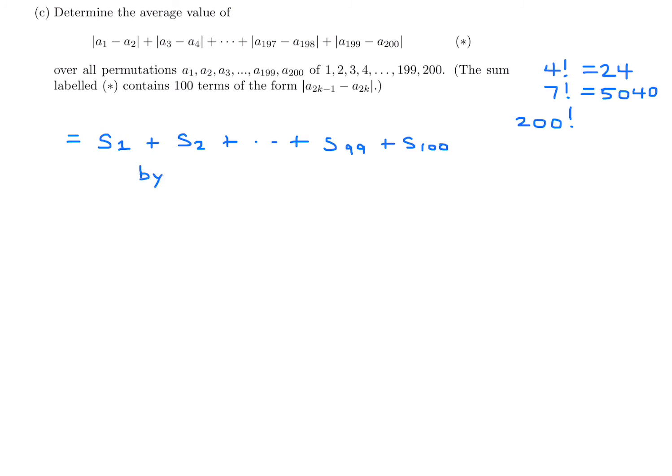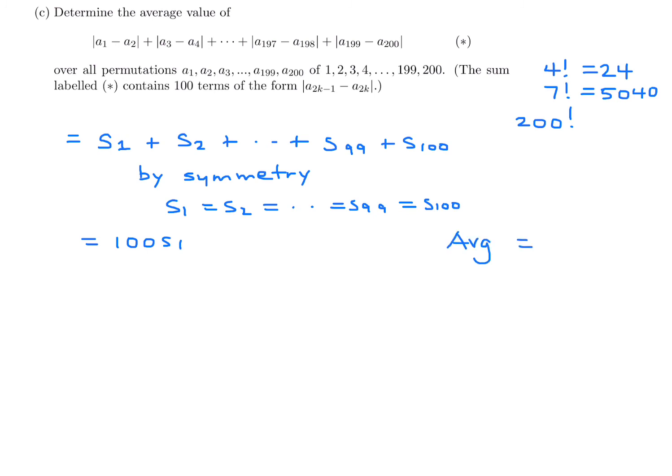And as before, because of the symmetry and the fact that all the numbers are equal in each column, S1 equals S2 equals dot dot dot S99 equals S100. So this whole sum really is just 100 times S1. And therefore, in the very end, when you do the average, it would be 100 times S1 divided by the number of permutations, which is 200 factorial.